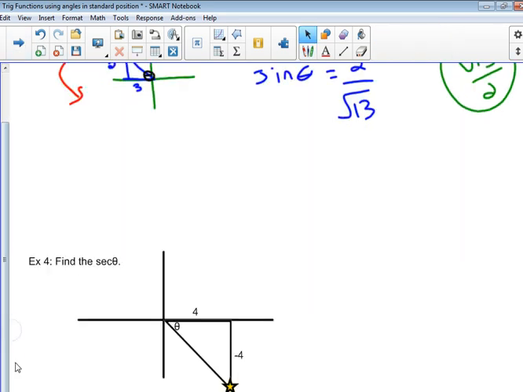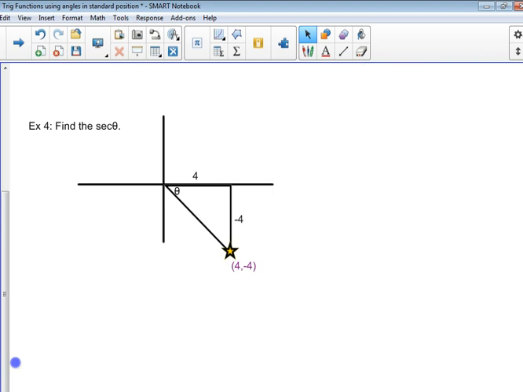Alright, last one. Try this one out. See if you can get the secant. Okay, I'm going to get rid of that little negative. It's going to mess you up. If you're having issues, just let me know. Oh, okay, so look, you just simplify it. So we're going to do this. Just simplify it.